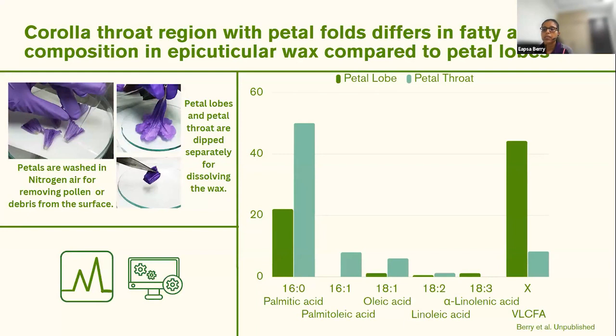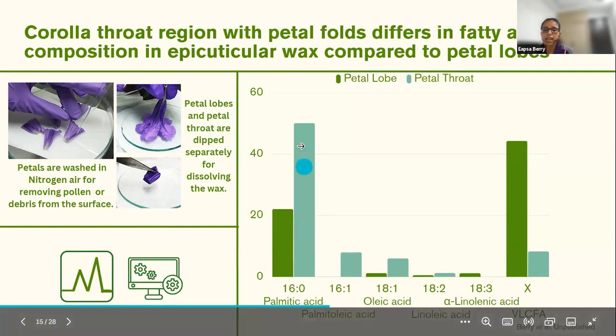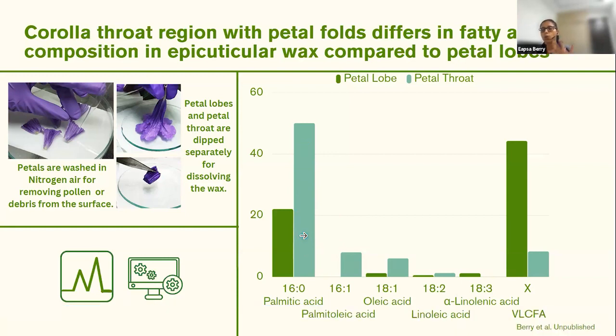esters. It is interesting to note the substantial difference in fatty acid percentage composition between the lobe region and the throat region that bears the infolds and the outfolds. You can see the higher percentage of saturated fatty acids in the throat region that bears the infolds and outfolds compared to the lobe.